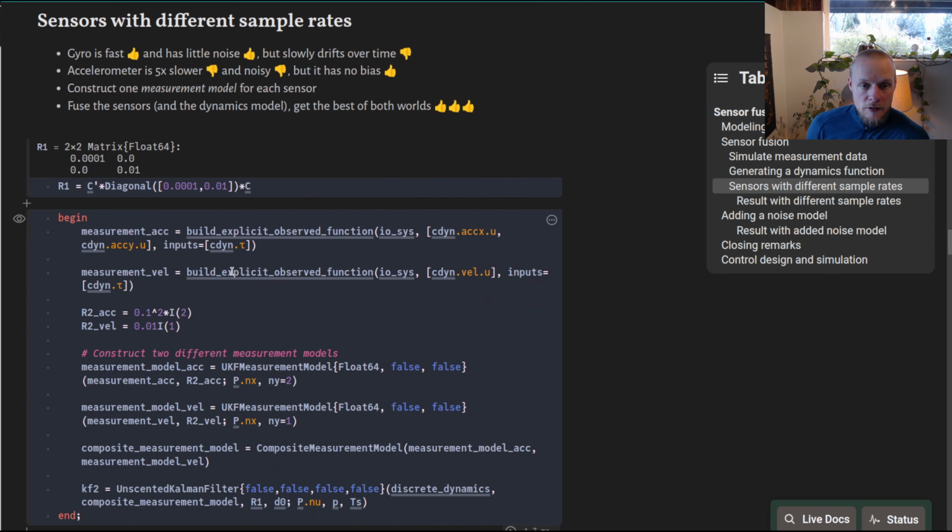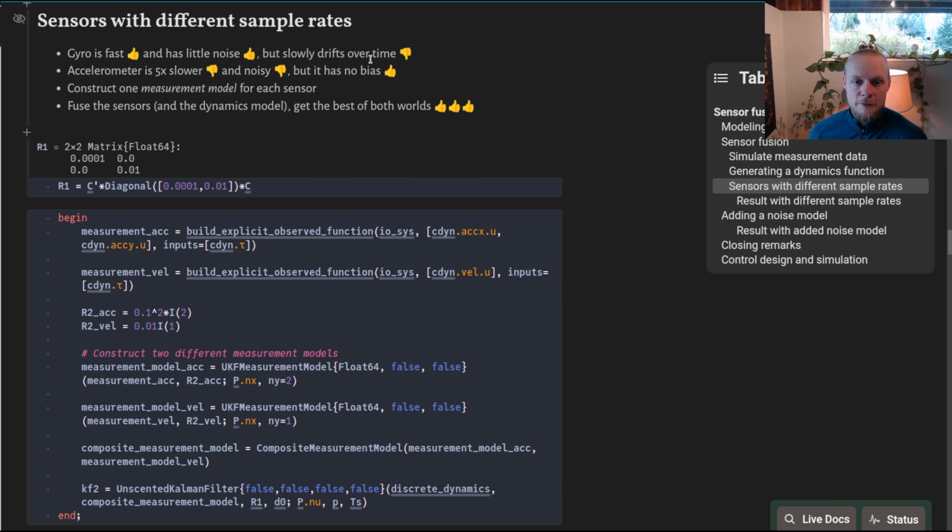All right, so now we're gonna construct this state estimator with the two different sensors running at different rates. So I said that the gyro is fast. That's nice. And it has very little noise, or comparatively small amount of noise. But it slowly drifts over time, so that's bad. The accelerometer, on the other hand, is much slower and much noisier, so that's bad. But it has no bias. So each sensor has a number of thumbs up here and a number of thumbs down. Can we combine the information from both of them to get only thumbs up?